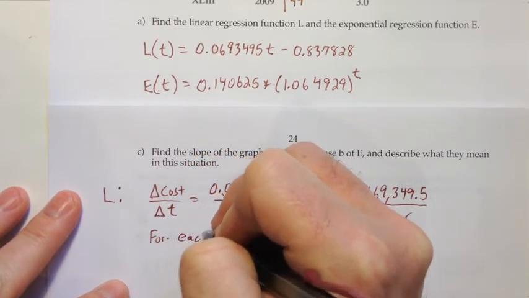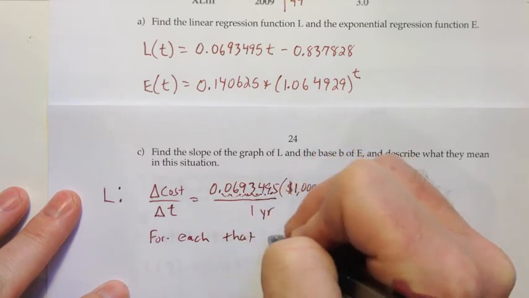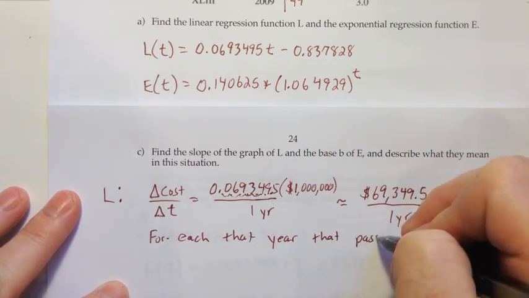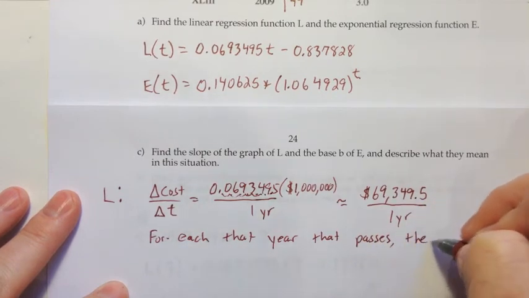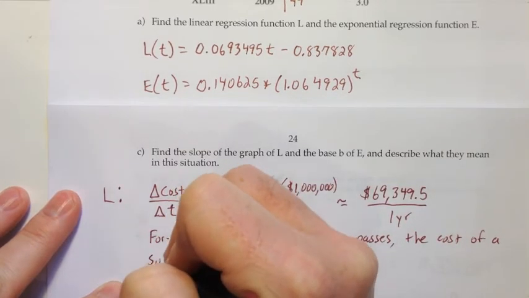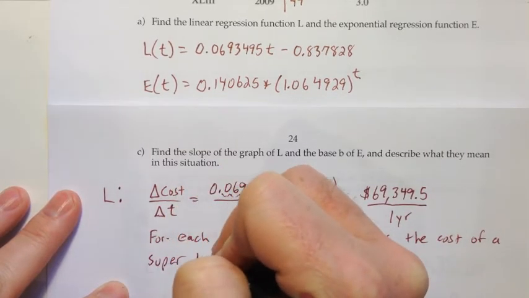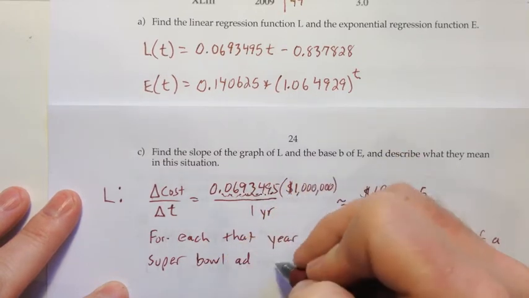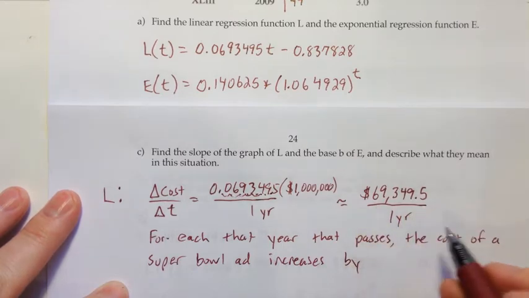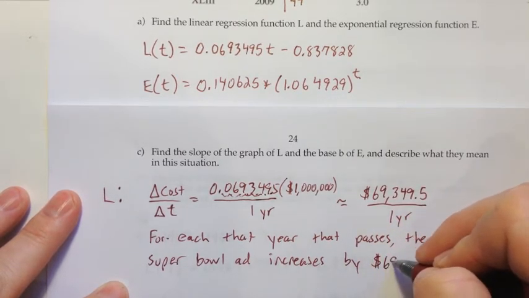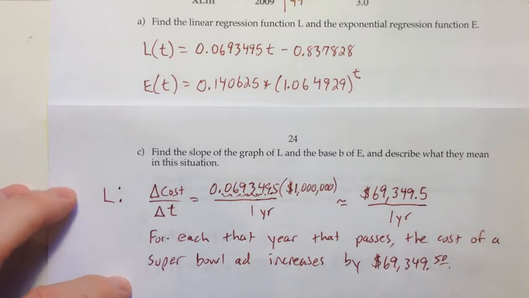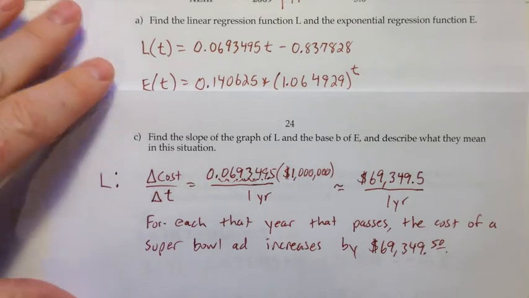So for each year that passes, the cost of a Super Bowl commercial, here space is at a premium, so we'll say a Super Bowl ad increases by how much? By $69,349.50. Alright, so that's L. That's the one that we're used to doing.